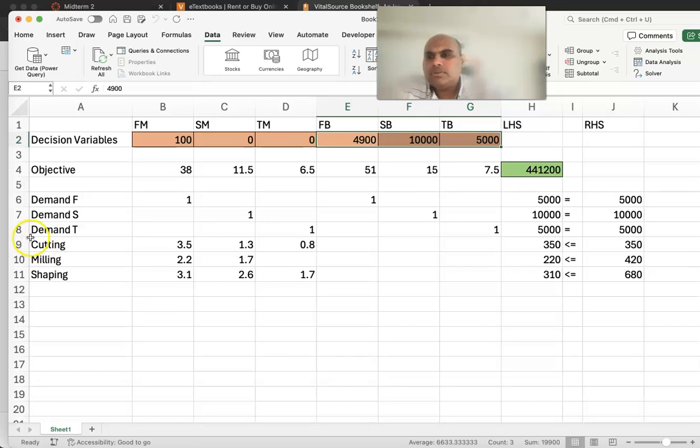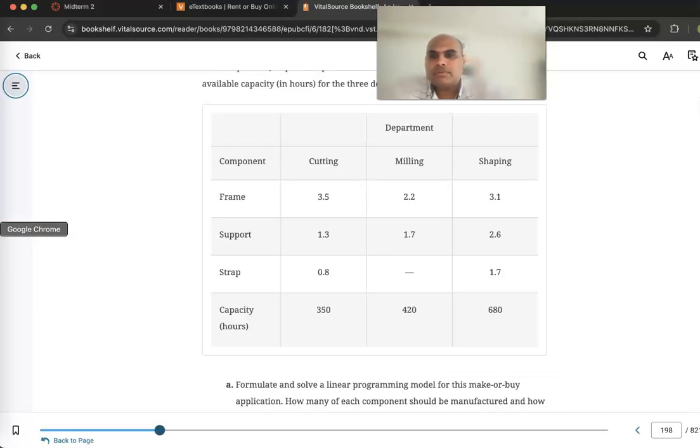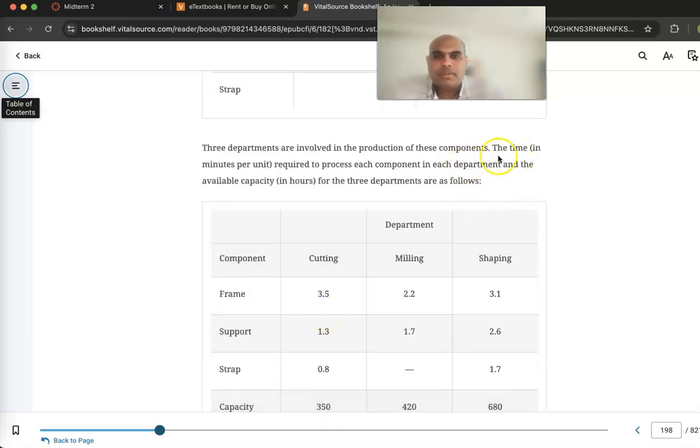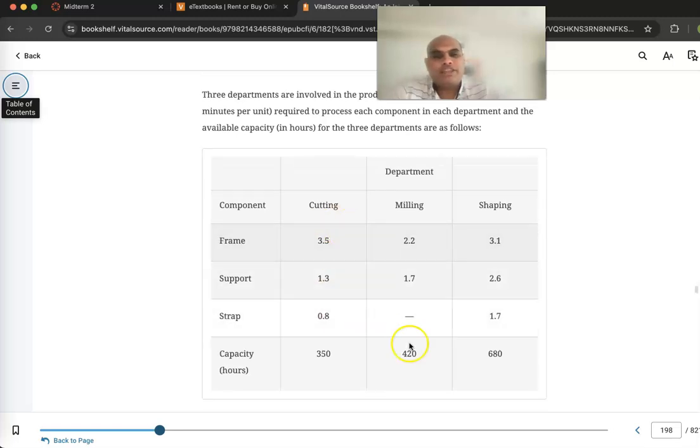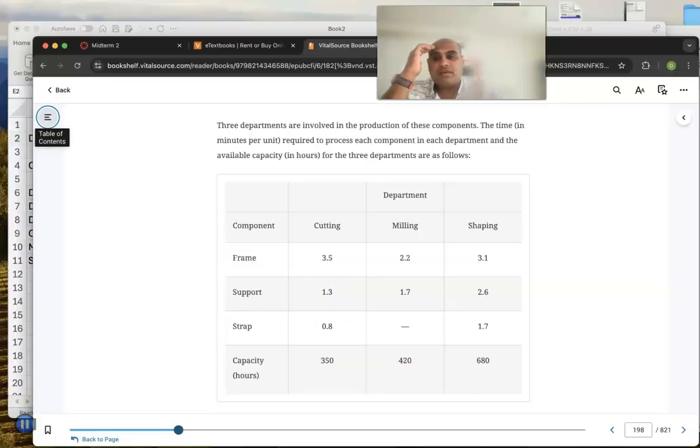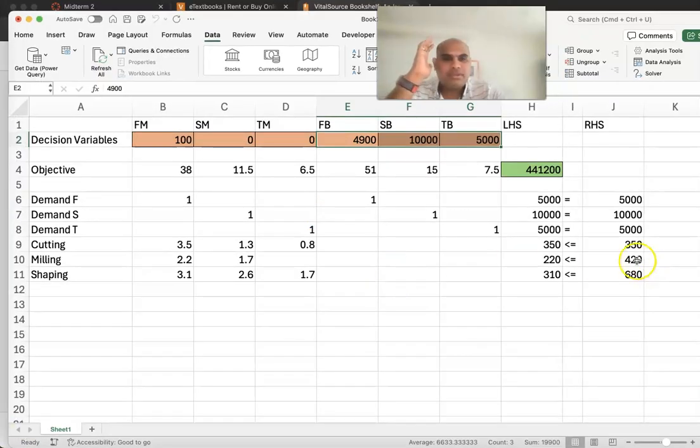Hang on, did I do any minute to hour conversion or something? Let me just quickly look something up. Capacity is 350 hours. Time in minutes. You know what? I knew this was time in minutes. I knew I was messing it up. Okay. So this is 3.5 minutes. So all the capacity is in hours, and I got to change that. Yeah. See? I knew it was in minutes. I don't know why I left that.